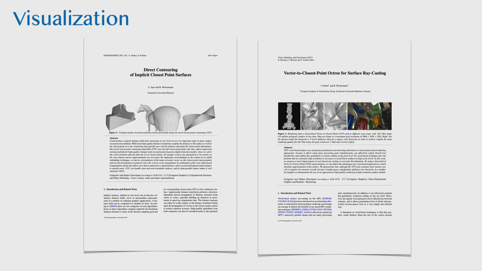There's also been work on just visualizing closest point representations. So Auer and Westermann developed a method similar to dual contouring and marching cubes to create a triangulation. It's better able to preserve sharp features and can handle open and unorientable surfaces. And Demir and Westermann also showed how to visualize the closest point representation directly using ray casting.